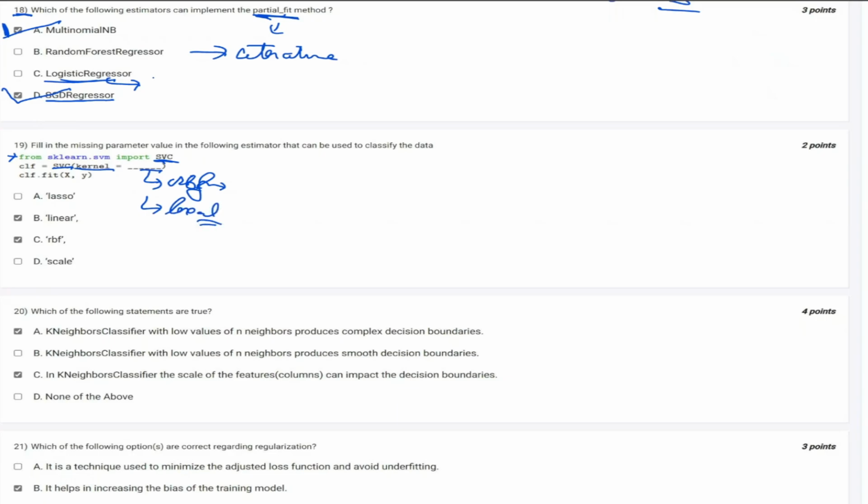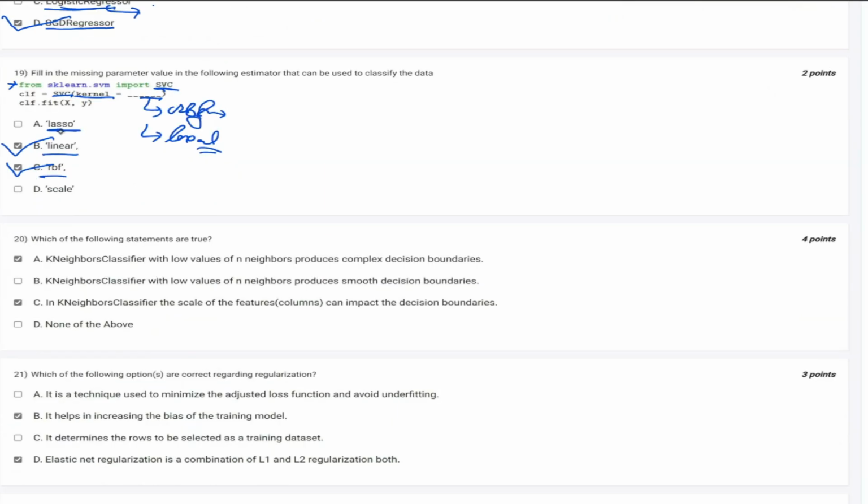This is just theory. You don't have to worry too much about it. So linear and RBF, that's the answer for this. Lasso is a regularization technique, and scale is not for SVC.